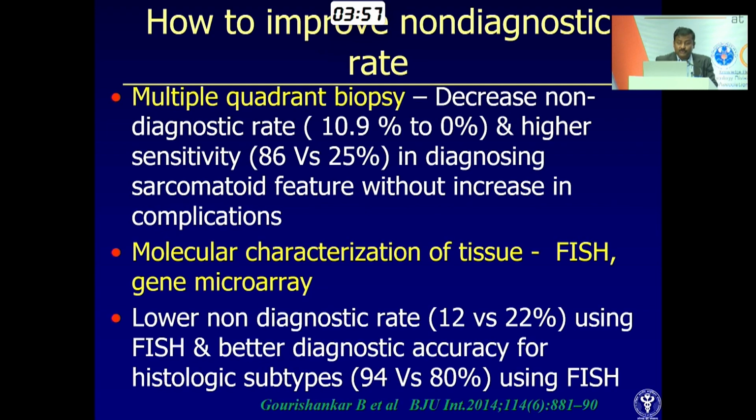Then how to improve the diagnostic rate? The proponents of renal mass biopsy have proposed multi-quadrant biopsy, like your prostate biopsy. If you do a multi-quadrant biopsy, the non-diagnostic rate decreases from 11% to 0%. They have also proposed molecular characterization of tissue using either fluorescent in situ hybridization or gene microarray. Using these two techniques, the non-diagnostic rate can decrease from 22% to 12%, and these two techniques can also increase the accuracy of histological subtyping.